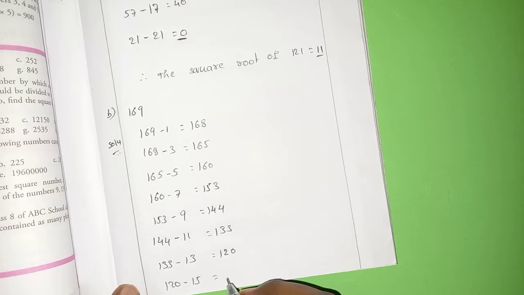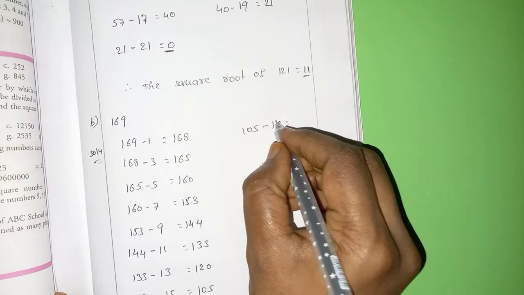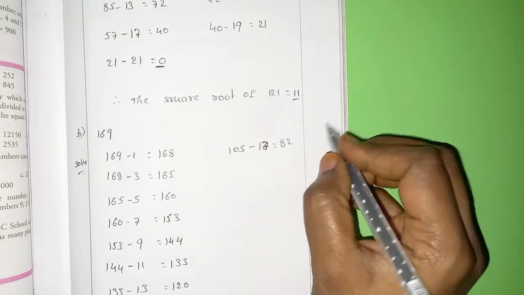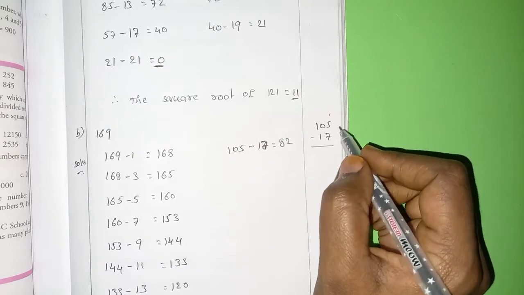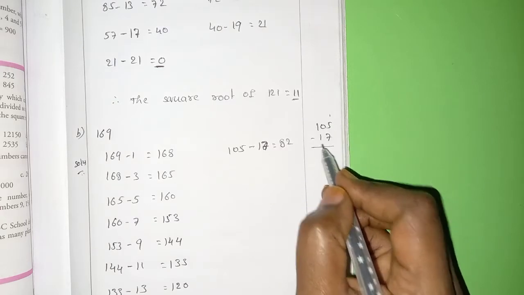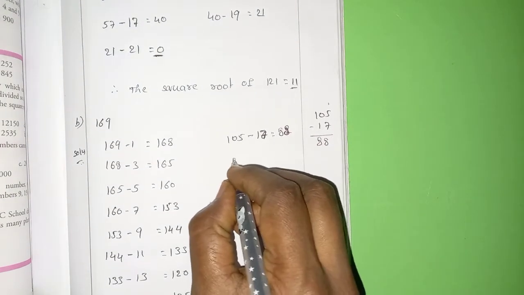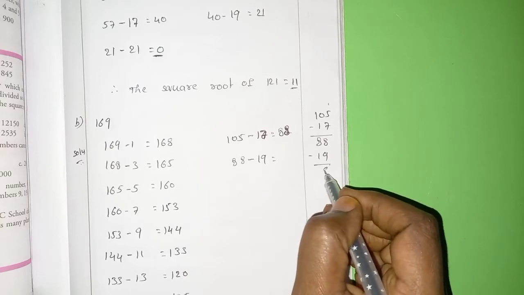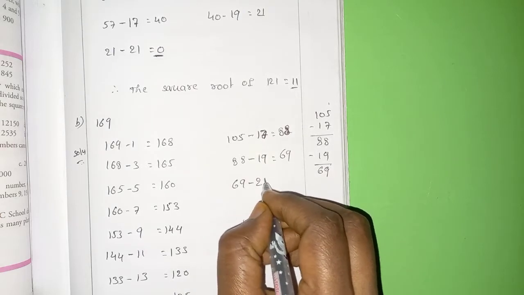153 minus 9 is 144. 144 minus 11 is 133. Then minus 13 is 120. 120 minus 15. It will be 105. 105 minus 17. Next odd number, 17, no? The answer is 88. See, there is a mistake here. Now, 88 minus 19. The answer is 69. 69 minus 21.